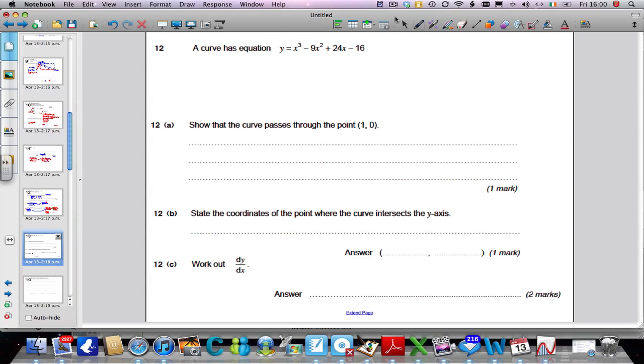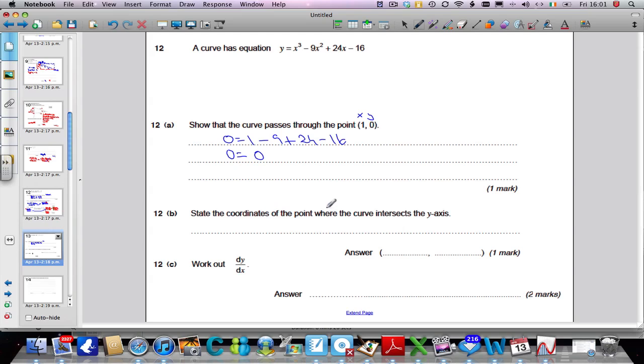Alright, question 12. Right, we've got a curve here and we're asked to show that the curve passes through this point. If it does indeed pass through this point, that means I can let the value of x be 1 and the value of y be 0, and it should balance out. So let's do that. We will get 0 should equal 1 cubed is 1 minus 9 times 1 squared is 9 plus 24 times 1 is 24, and then take away that 16 at the end. Let's just check, 1 take away 9 is -8, -8 plus 24 is 16, 16 take away 16 is in fact 0, so there's your mark.